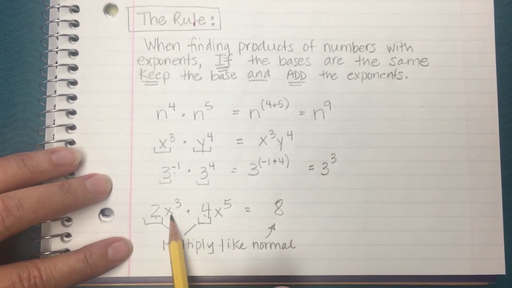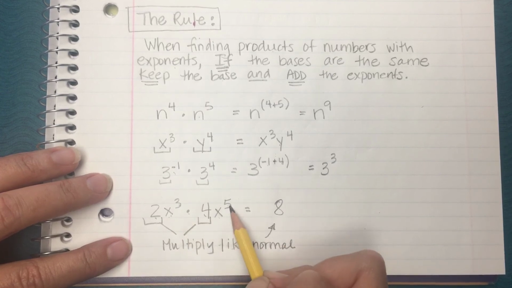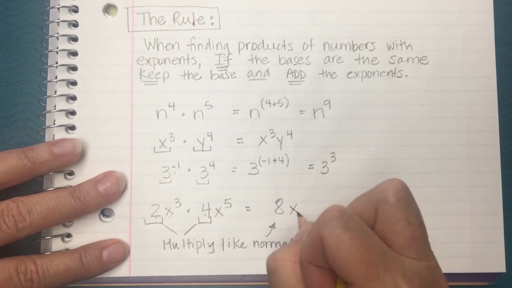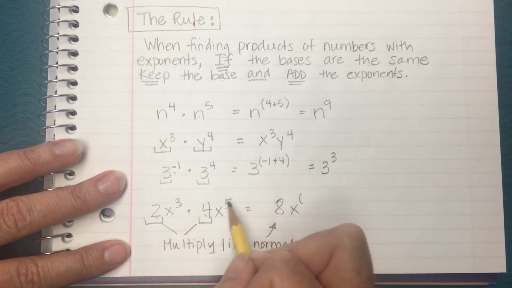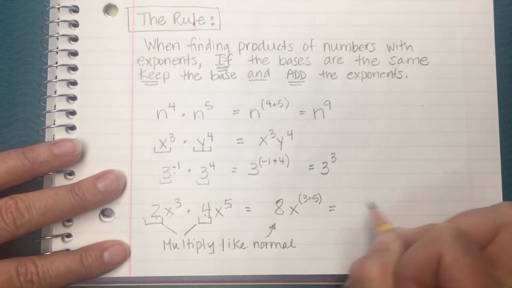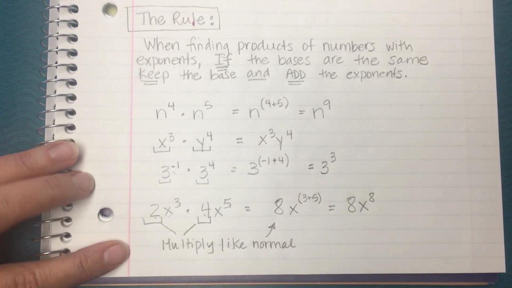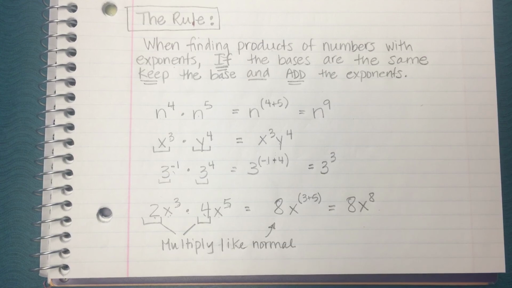Now I'm going to handle my numbers with exponents. I've got x to the third and x to the fifth. That is going to be x to the, remember I add my exponents, 3 plus 5. And so my number becomes 8x to the 8th. And that is finding products of numbers with exponents.